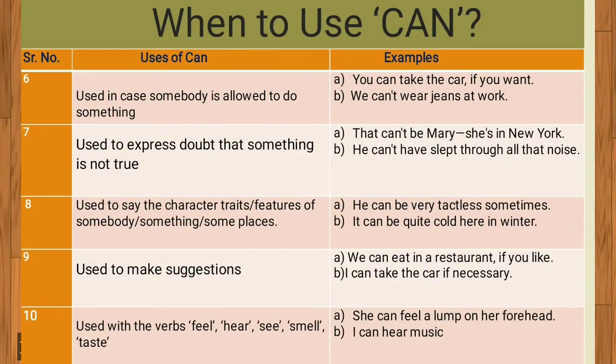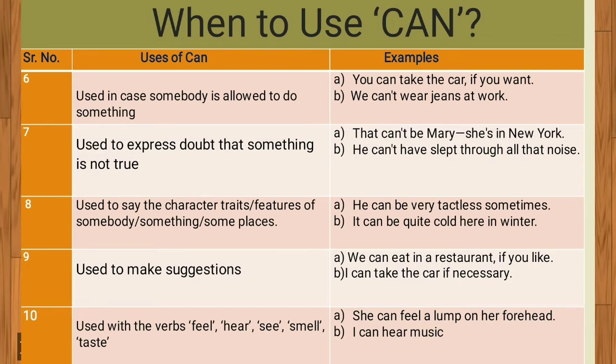Next, can is also used in case somebody is allowed to do something. For example, you can take the car if you want. Second example is, we can't wear jeans at the workplace. So these two examples show whether somebody is allowed to do something. Next, can is used to express doubt that something is true. For example, that can't be Mary, she is in New York. Second example is, he can't have slept through all that noise.